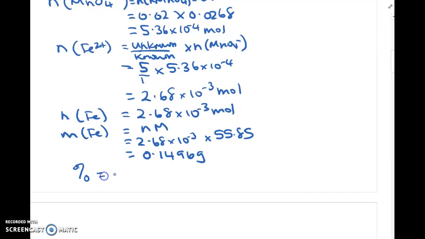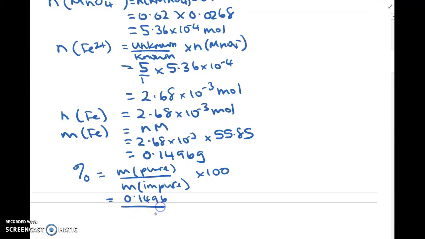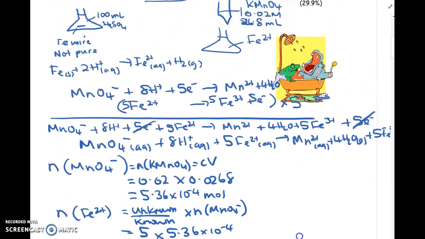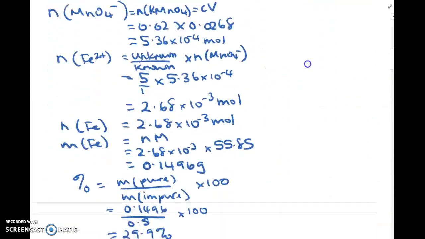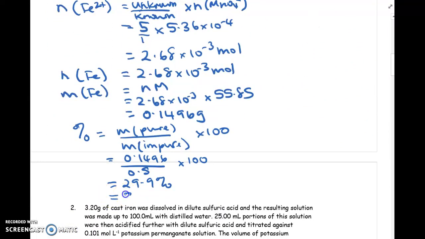Now the question asks us to find the percentage purity. So the percentage purity equals mass of the pure over mass of the impure times 100, which is 0.1496 divided by 0.5 times 100, which is 29.9%. Checking significant figures. Going back to the question, this one's got 4, this one's got 3, this one here's got 3, this one here's got 2. So our final answer should be in 2 significant figures, which equals 30%.